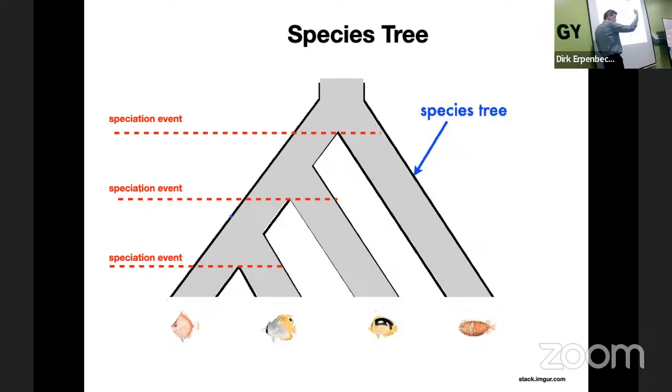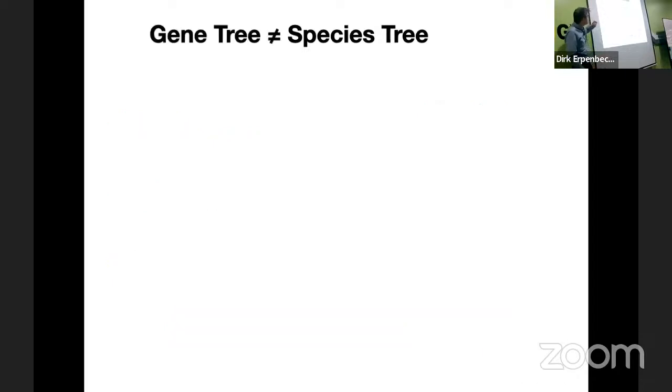For whatever reason, an area separates the population here from the population there. Second speciation event here, next speciation event here. Here we have lineages which are definitely not interbreeding with each other anymore. This is depicting where species are building. The gene tree, however, does not necessarily have to match this species tree. This makes our work difficult.